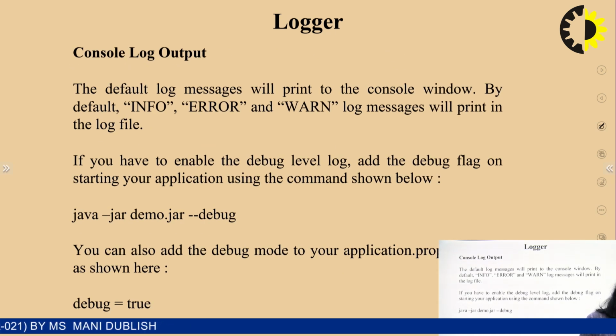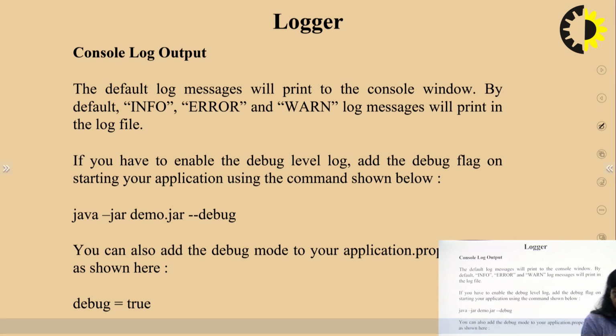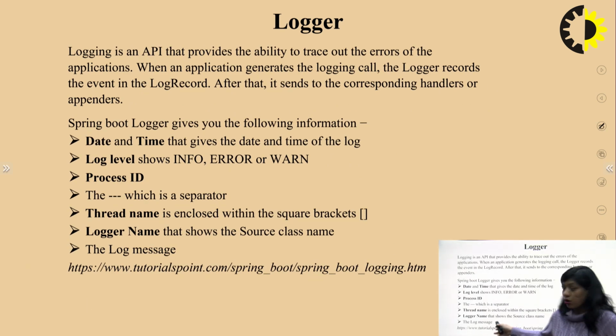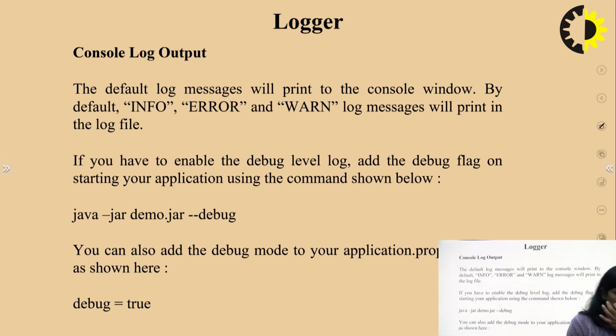So now, what is console log output? As we understood earlier, the logger shows the log message. Now I want to tell you how we can print this log message. If we want to print the log message, then we will use the console log output. The default log messages, info, error, and warn, will print to the console window by default. This will also print in the log file.